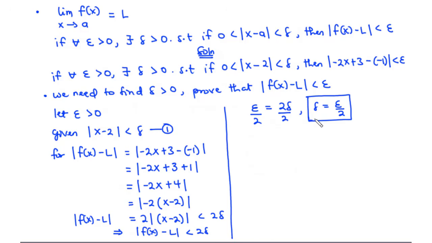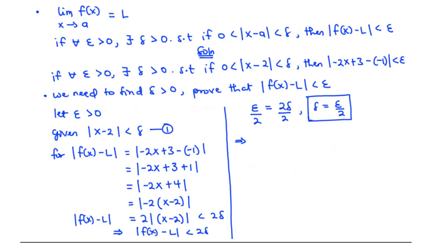So this is delta greater than 0. For any value of epsilon, we've been able to find delta greater than 0 because epsilon is greater than 0, it's a positive value, and so a positive value divided by 2 is still going to be positive. So we've been able to finish one part of the solution process, that is to find delta greater than 0. Now the next thing is to prove that the absolute value of f of x minus L is actually less than epsilon. So that's what we are going to do next.